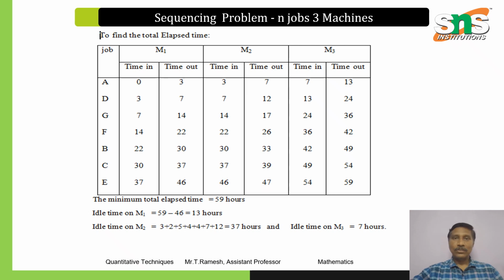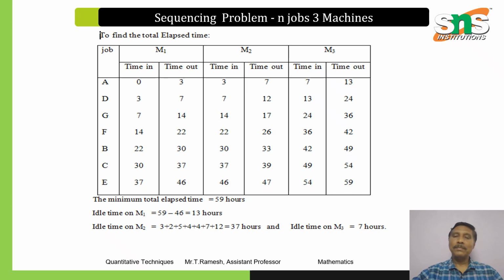Okay. Next, job E. E is assigned on machine 1 after 37 hours, and the time duration is 9 hours. So 37 plus 9 is 46. Then we take it to machine 2 at 46, and the time duration on machine 2 for job E is 1 hour. Therefore, 46 plus 1 is 47. And it goes to machine 3, but machine 3 is still running. So after 54 hours, it will start the work. The time duration for job E on machine 3 is 5 hours. Therefore, 54 plus 5 is 59. So all the work is complete.